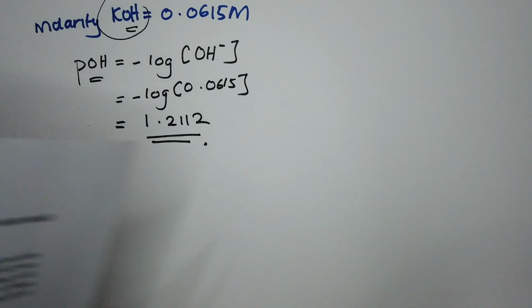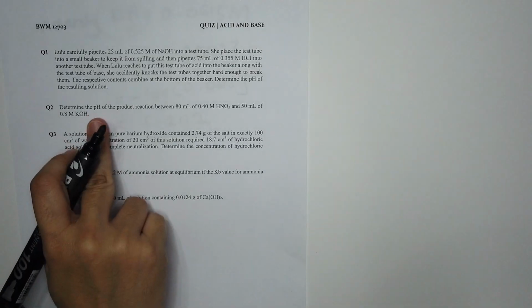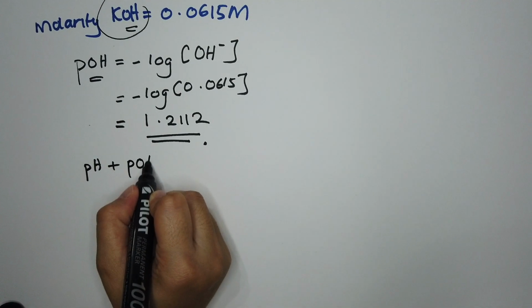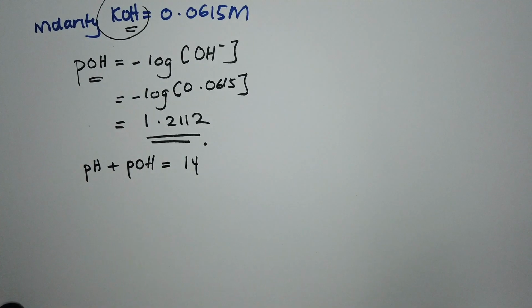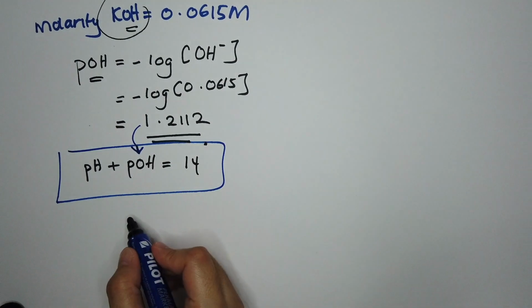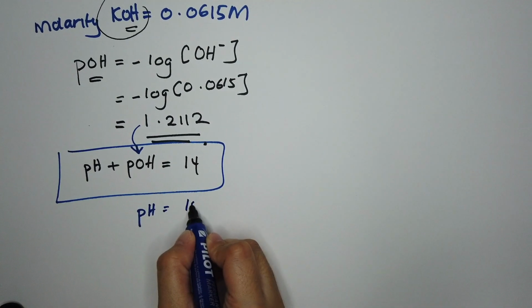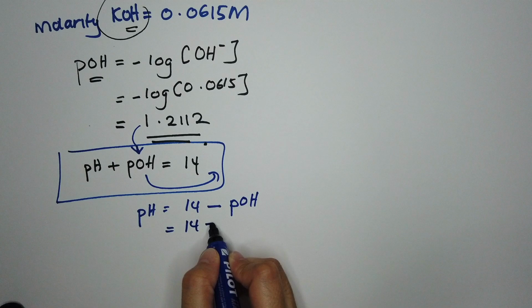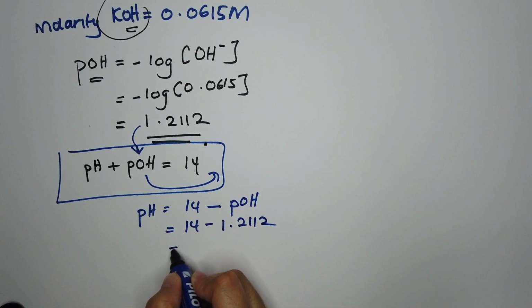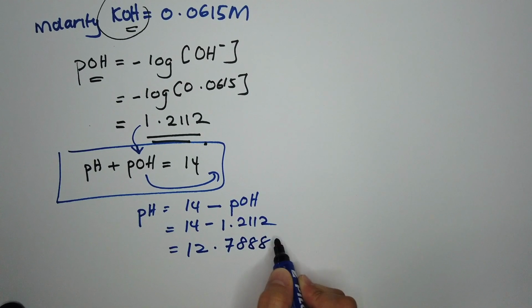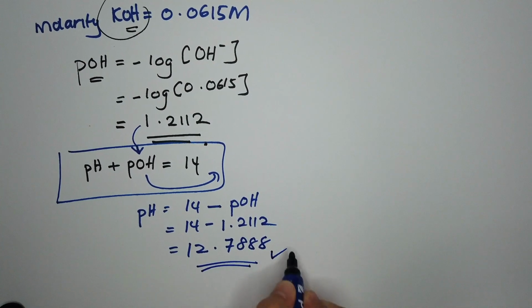But remember, in the question you were asked to calculate the pH of the product, the pH, not the pOH. So pH plus pOH is equivalent to 14. So since you know the pOH, you can get the pH equivalent to 14 minus pOH, which is 14 minus 1.2112. So you should get your pH equivalent to 12.7888. So this is your final answer.